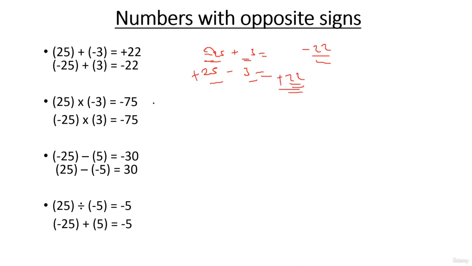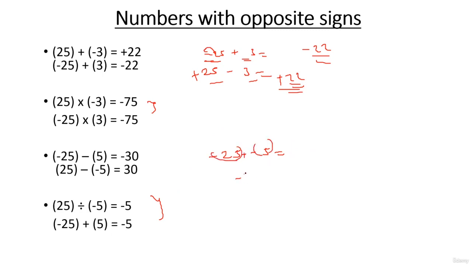Okay. Now multiplication and division of numbers with opposite signs are sorted. Why? Because you just need to multiply or divide and put a minus sign. Subtraction becomes slightly complicated, as I said. If you're not very familiar with this, you have to pay a little attention. So minus 25 minus 5 we saw. It's very, very simple.